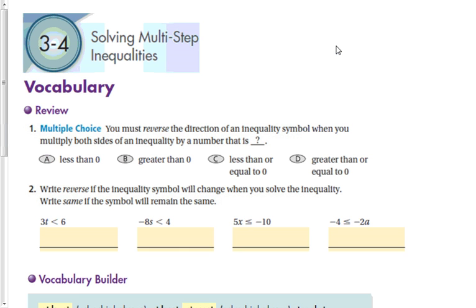Hey students, this is lesson 3-4, solving multi-step inequalities. So we're going to put it all together, all the properties of inequalities, and solve multi-step inequalities. Go ahead and do this vocab. I'll check back with you.